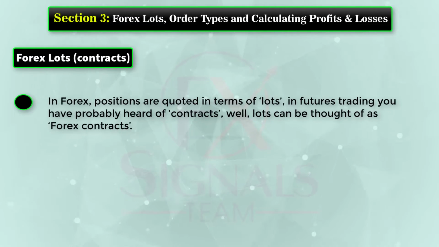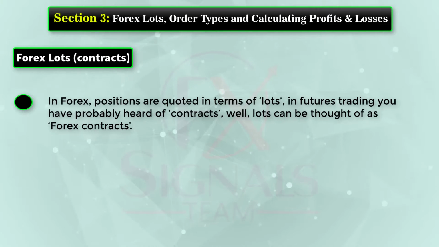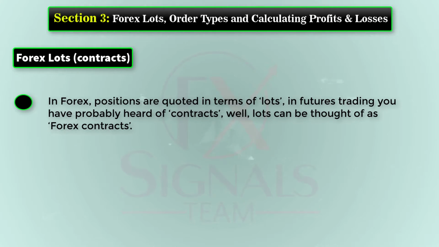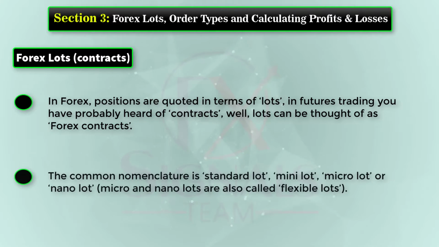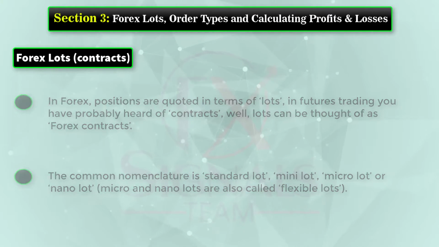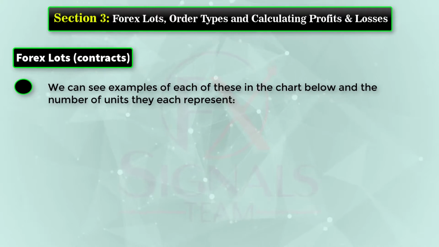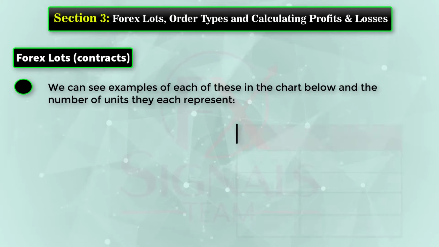In Forex, positions are quoted in terms of lots. In futures trading you have probably heard of contracts. Well, lots can be thought of as Forex contracts. The common nomenclature is standard lot, mini lot, micro lot or nano lot. Micro and nano lots are also called flexible lots. We can see examples of each of these in the chart below and the number of units they each represent.